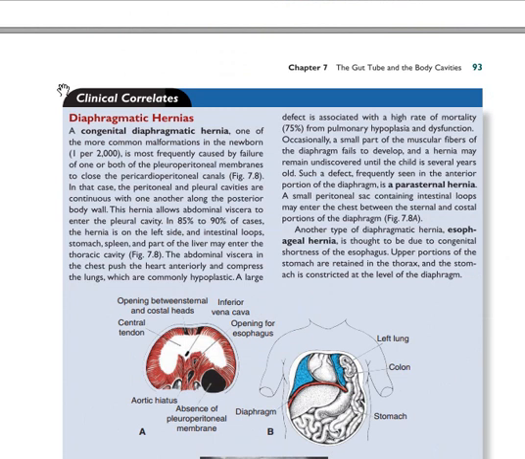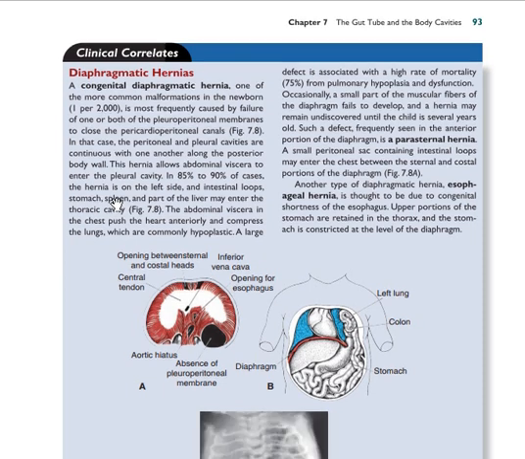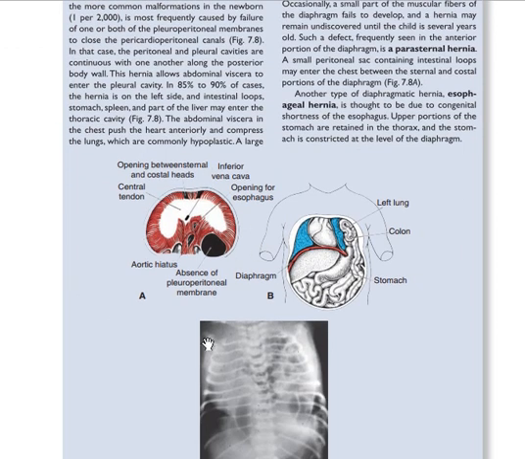Now the clinical correlation here is congenital diaphragmatic hernia. It is one of the most common malformations in newborns. That is, 1 in 2,000 children are going to have congenital diaphragmatic hernia. So in congenital diaphragmatic hernia, you need to know that it mostly occurs on the left rather than the right, is it clear? So here you see there is an opening. So this is the opening of the esophagus, the opening of the inferior vena cava, and this is the opening for the aortic hiatus.